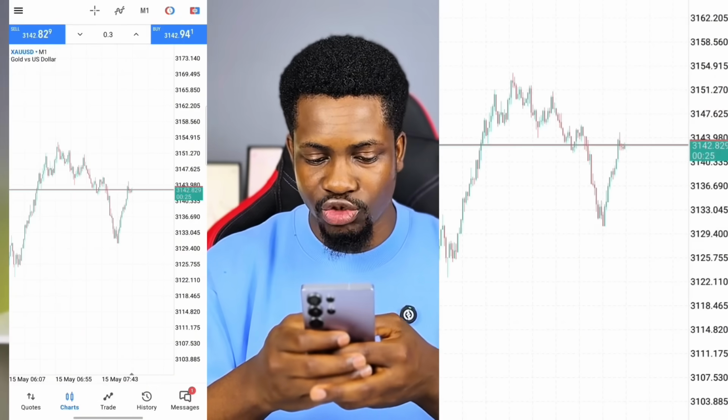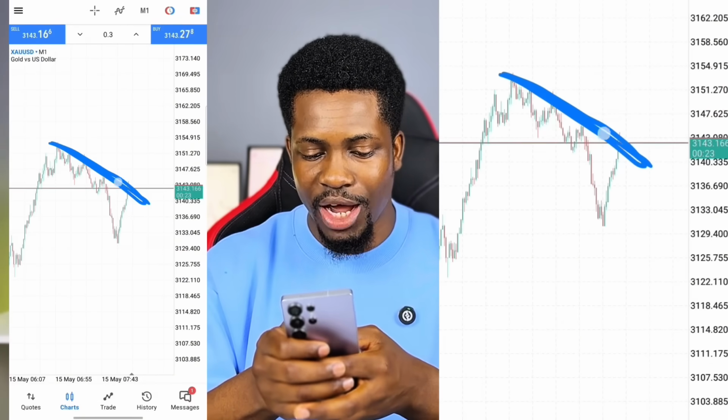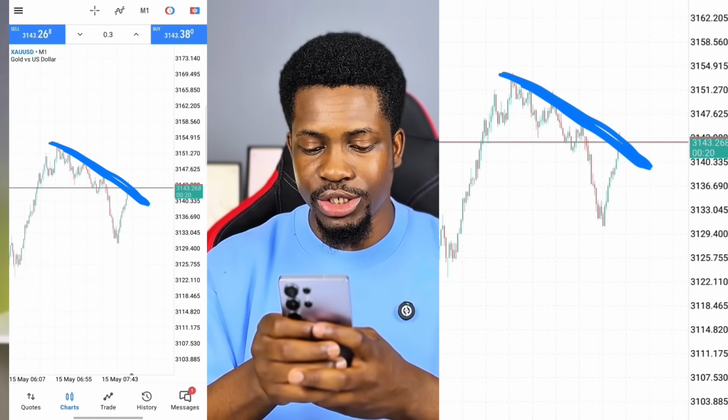So let's see if we can drop down again. All right. So you can just see what we're having around this region. So our chart on the low is just playing around the spot.